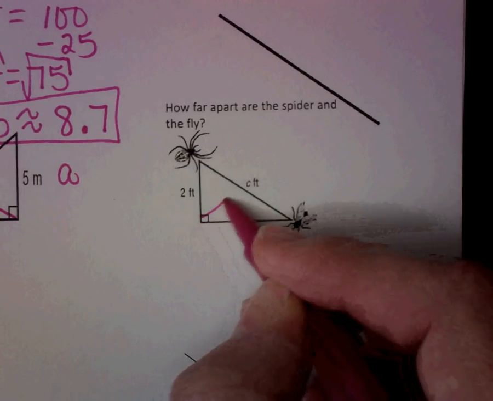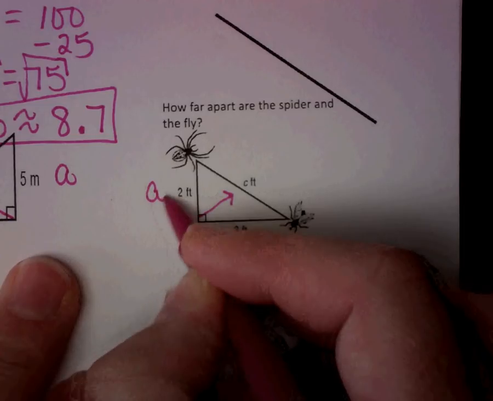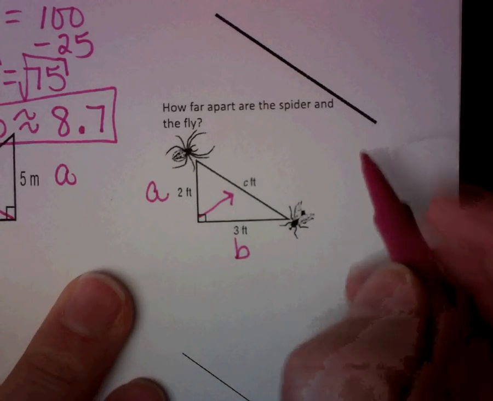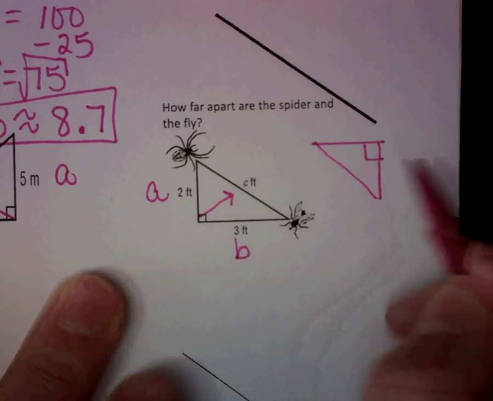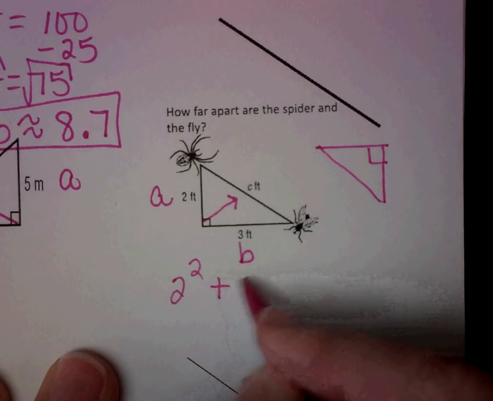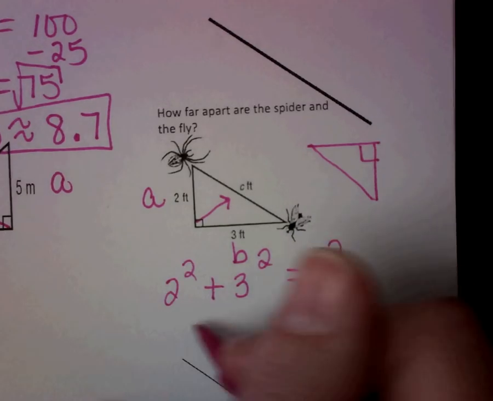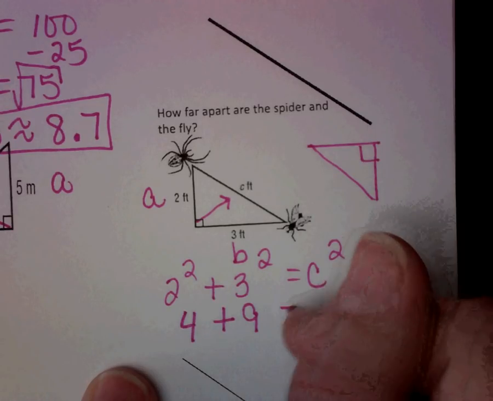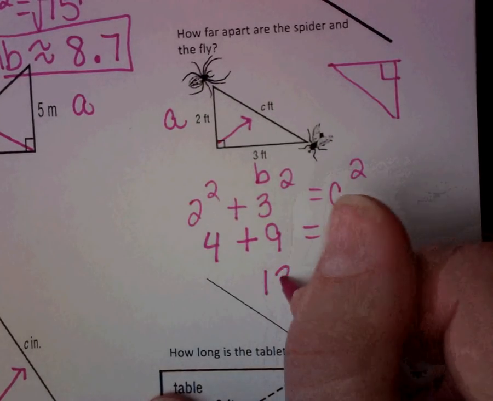Okay, so again on this one we're looking for side C. This is A, this is B. Let's make sure we're labeling our sides, because sometimes it can be tricky and they can turn it on you. So we want to make sure we know what sides are what. 2 squared plus 3 squared equals C squared. 2 squared is 4. 3 squared is 9. 4 plus 9 is 13.